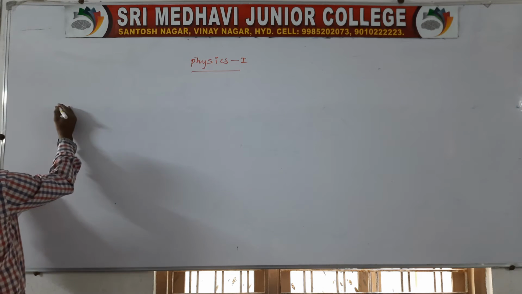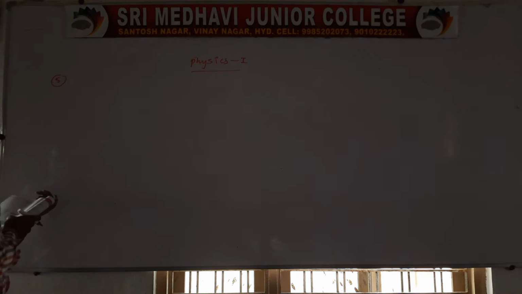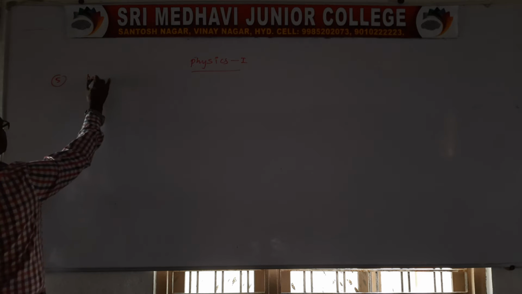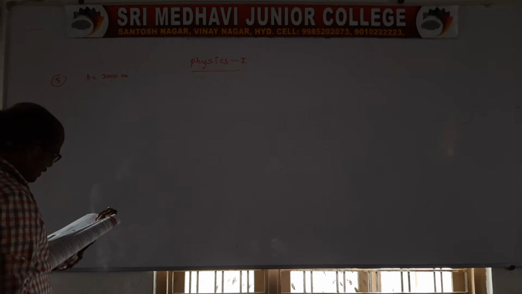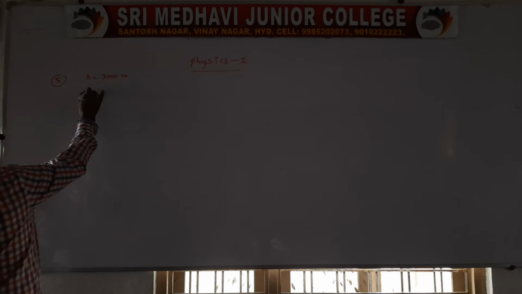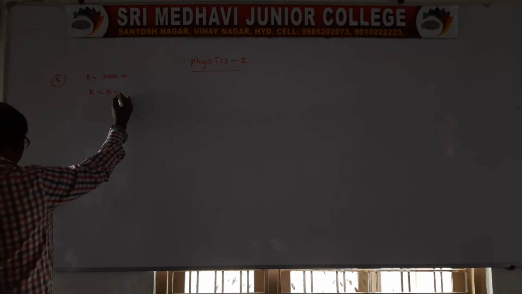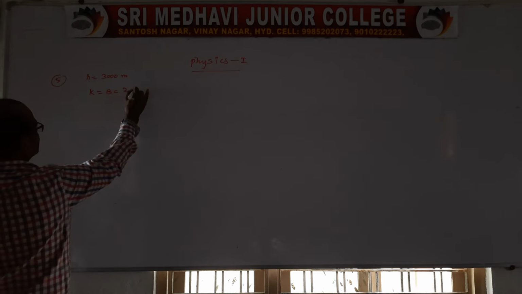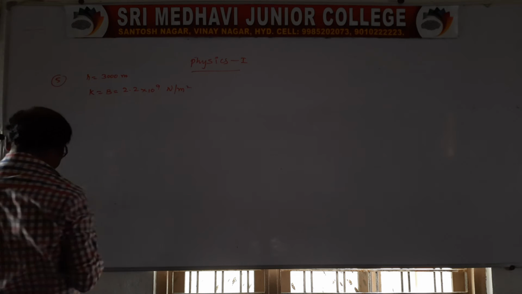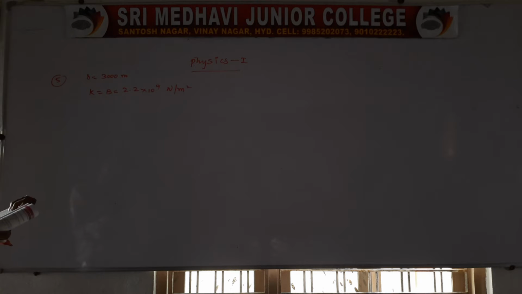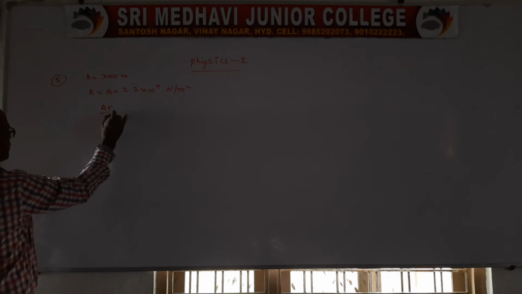Say depth of the sea, question number 5. Depth of the water H is equal to 3000 meters, and the bulk modulus is given, K or B is equal to 2.2 into 10 power 9 Newton per meter square. And here delta V by V is what is being asked, delta V by V is the question mark.